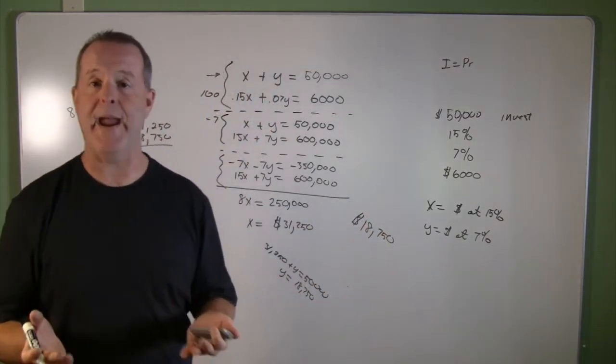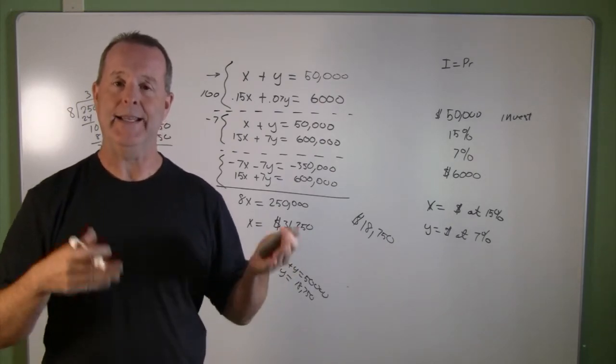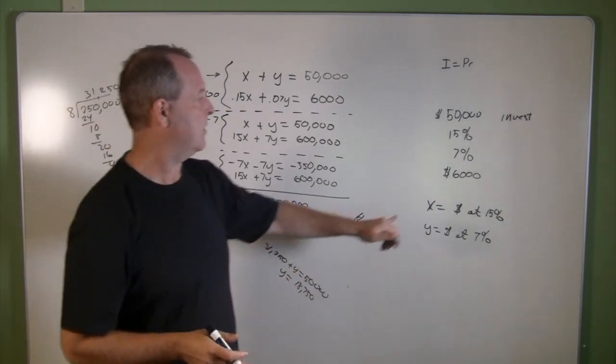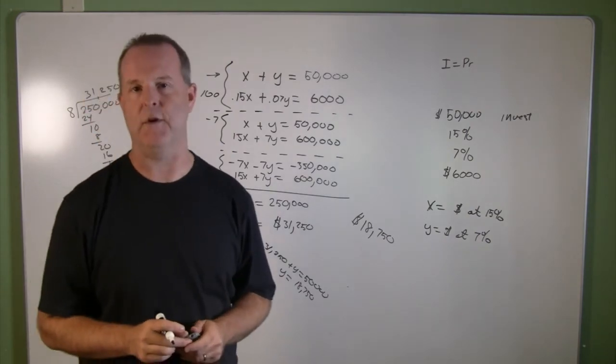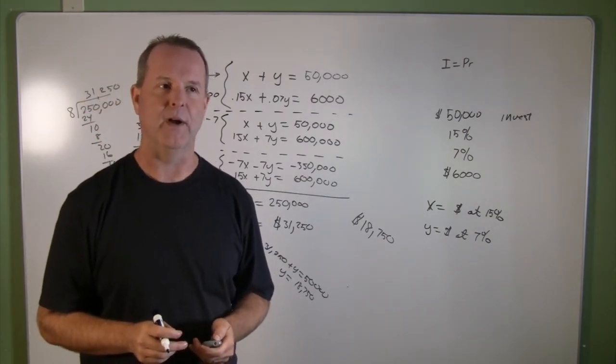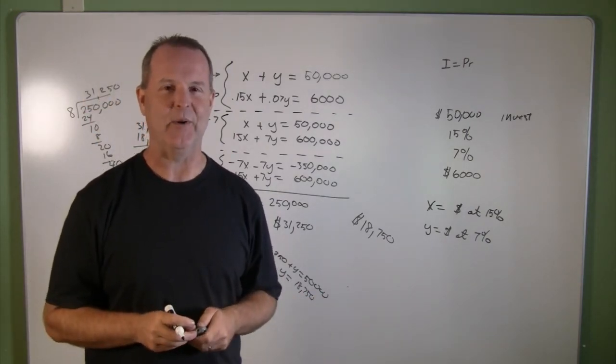And those are the two amounts that she divided it up into. It's exactly those two amounts that will yield her $6,000 after the first year. Boy, I've got to get to know my grandma a little bit better, don't I?